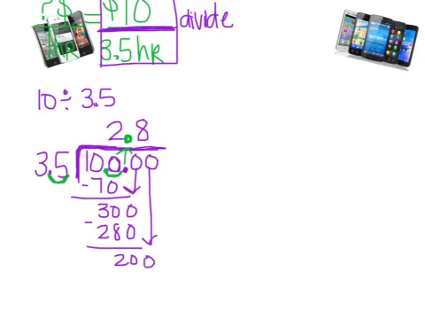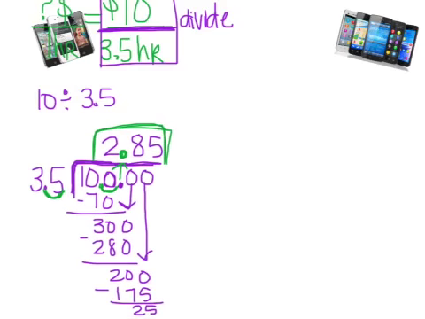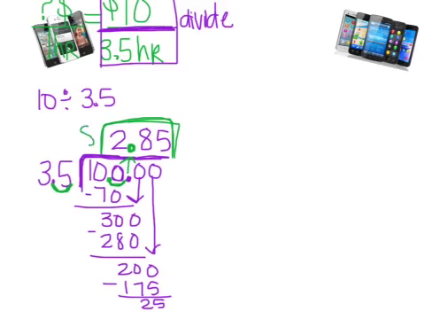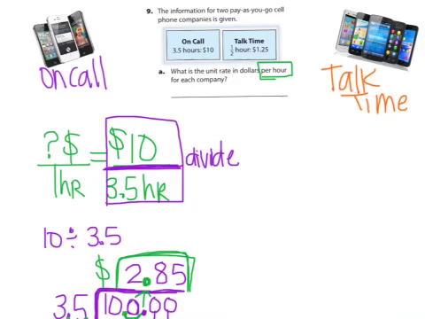35 can go into 200 5 times, and that equals 175. When you subtract, you get 25. It looks like this is going to keep going on forever, so I am just going to go with this as my best answer for right now. On Call is the company we were looking at, and we're going to say it costs $2.85. I'm going to scoot everything back down so I can see the problem. Now I'm going to put that On Call is $2.85, and this is per hour.